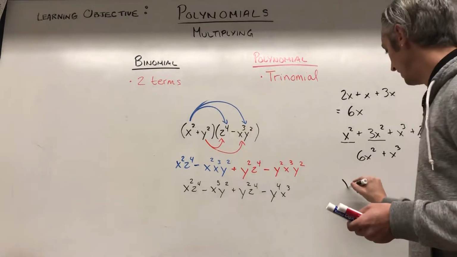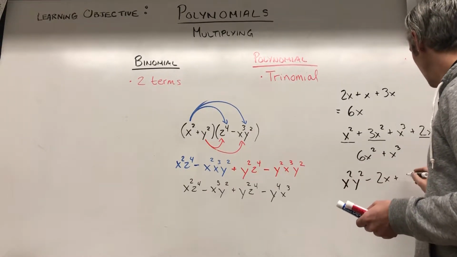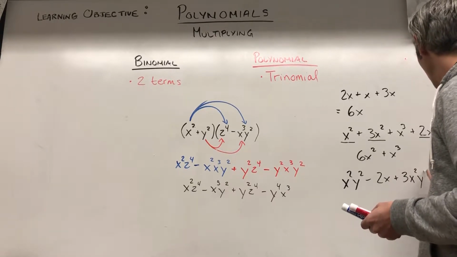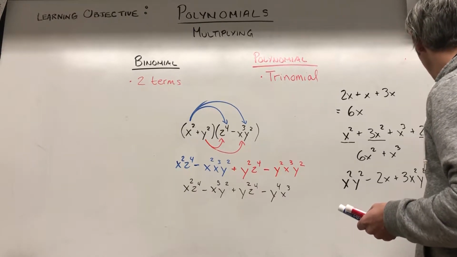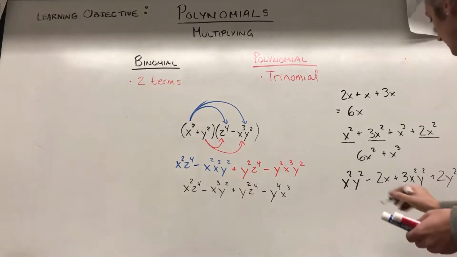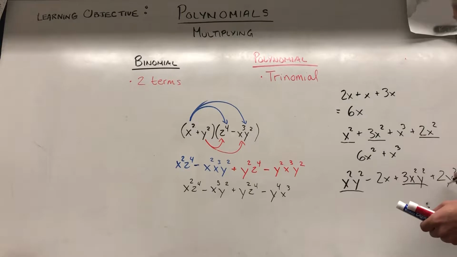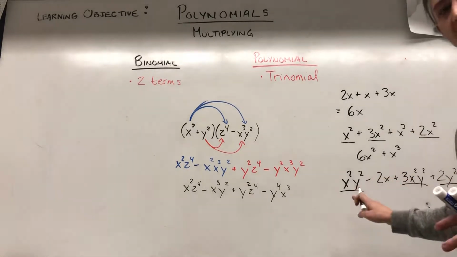And just like that, if I had, say, x squared y squared minus 2x plus 3x squared y squared plus 2y squared x squared. Well, I have an x squared y squared term here. I have an x squared y squared term there. And this I could rearrange to be x squared y squared as well. So it's the same.